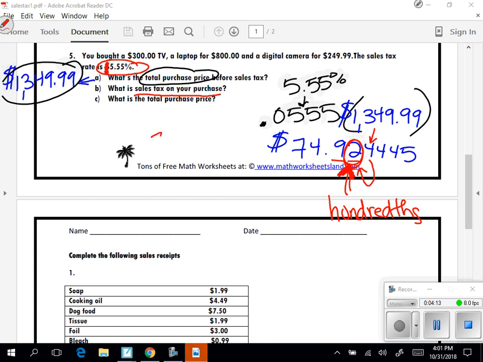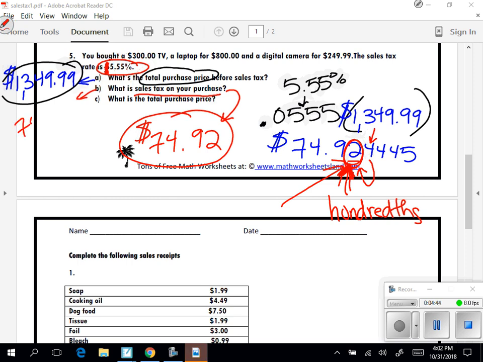So this total is going to be $74.92. We just rounded it to the nearest hundredth. When you're rounding, you're just picking the spot that you're rounding to, and with money, you always need to round to the nearest hundredth. All right, so $74.92. So what is the sales tax on your purchase price? $74.92. I'm going to write that over to the side, $74.92.